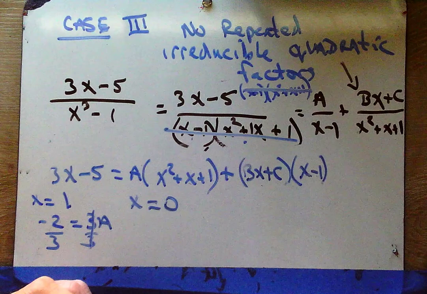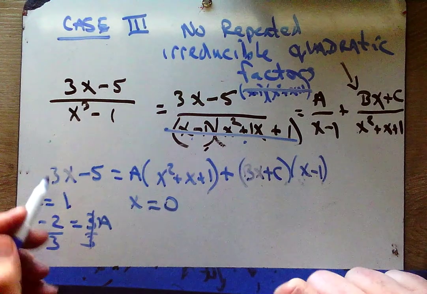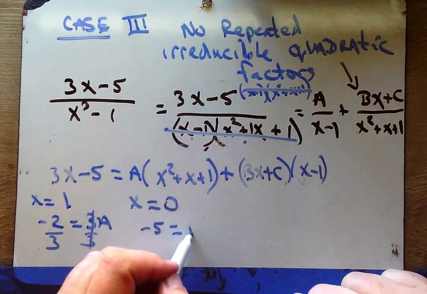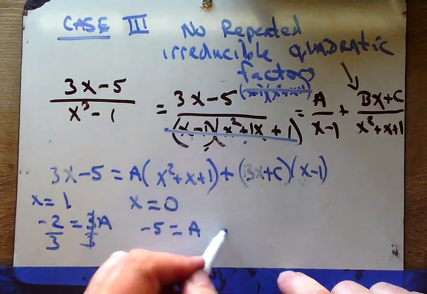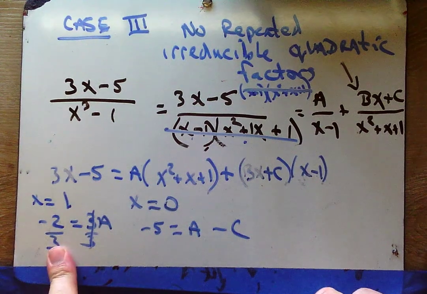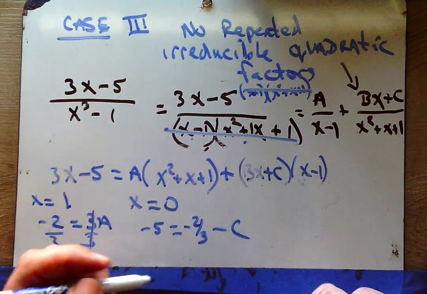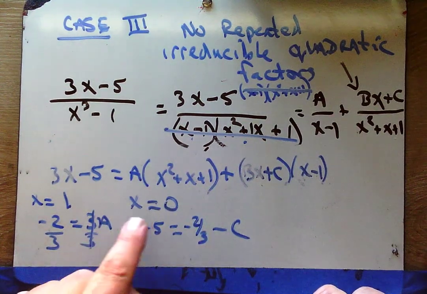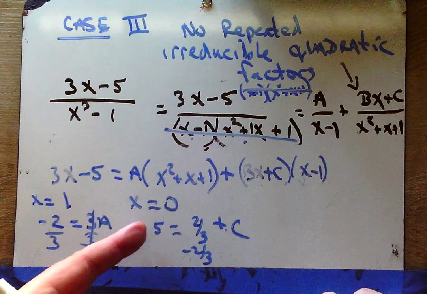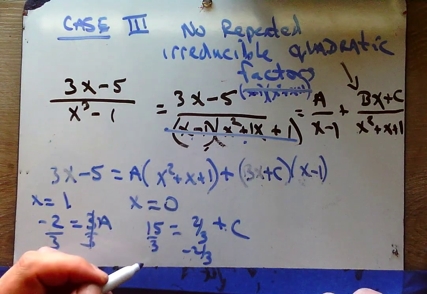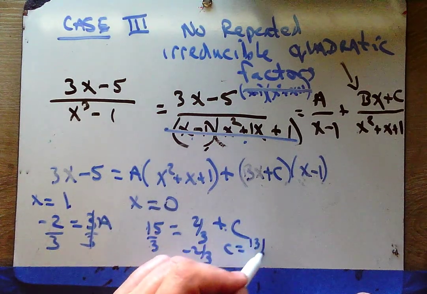x equals 0. Okay, that disappears, that disappears, that disappears. And so what I'm left with is negative 5 equals a plus, this disappeared, and I've got minus c. Conveniently, I know what a is. So I'm going to plug my negative 2/3 in here. And yeah, look, minus, minus, minus. Just divide everywhere by negative 1. Now I'm going to subtract 2/3. How many thirds is 5? It's 15 thirds. 15 thirds minus 2/3 is 13 thirds, so c equals 13 thirds.